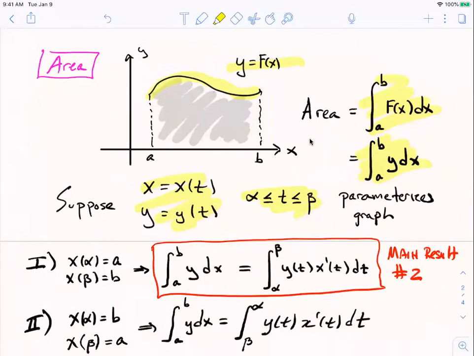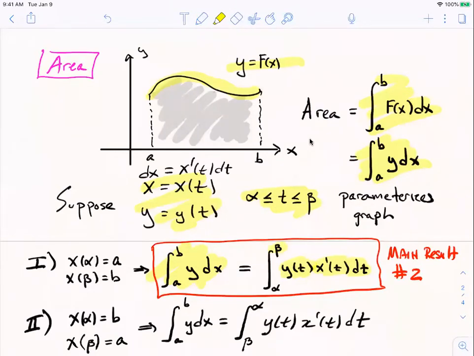Okay, so how do we calculate this area? Well, the area is the integral from a to b of y dx. A y we can replace with y of t. And what's dx? If x is x of t, then dx is x prime of t dt. I'm just writing that in differential form. So that's why my dx gets replaced with x prime of t dt.